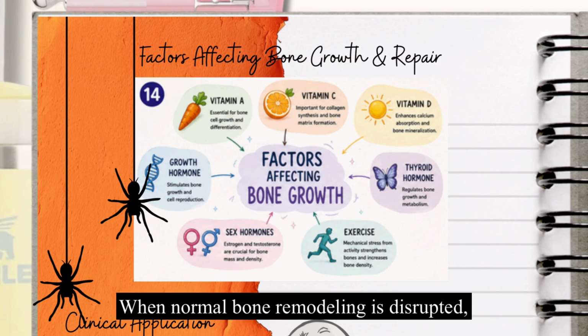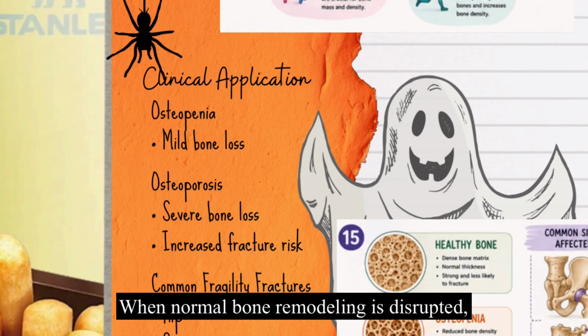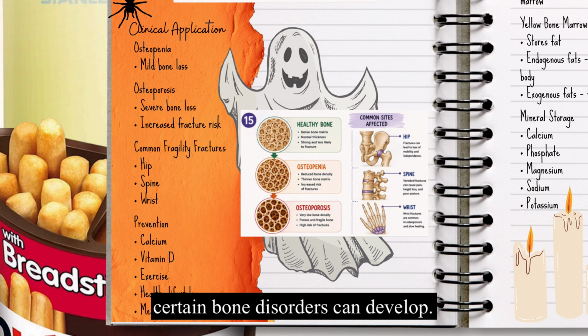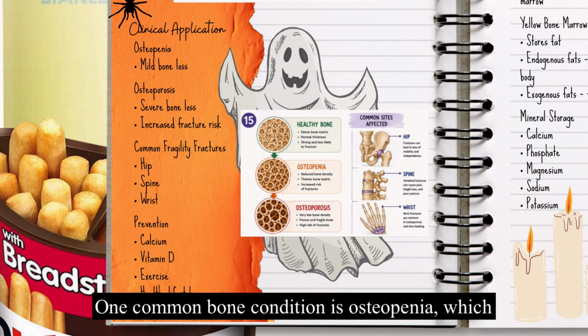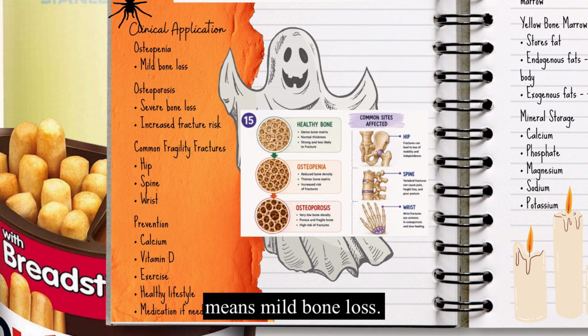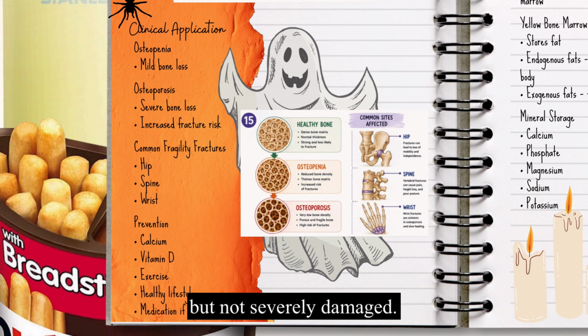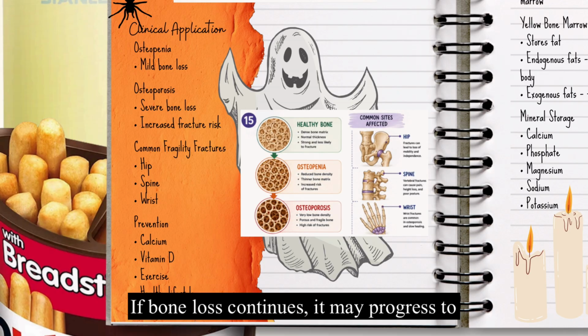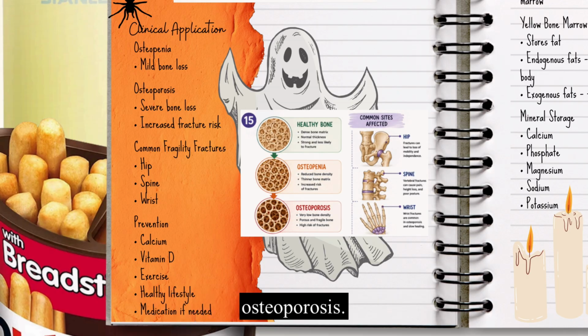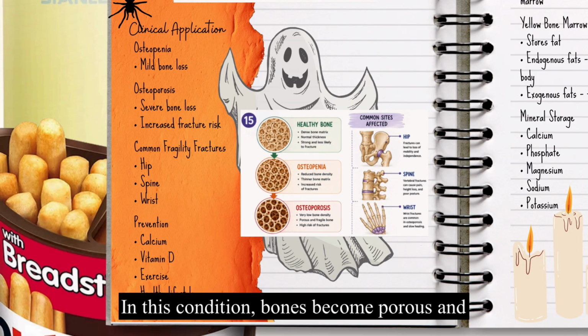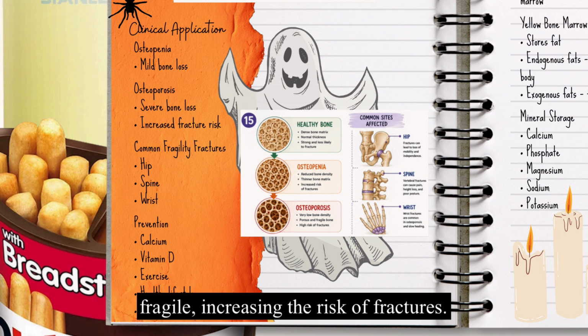When normal bone remodeling is disrupted, certain bone disorders can develop. One common bone condition is osteopenia, which means mild bone loss. At this stage, bones are weaker than normal but not severely damaged. If bone loss continues, it may progress to osteoporosis. In this condition, bones become porous and fragile, increasing the risk of fractures.